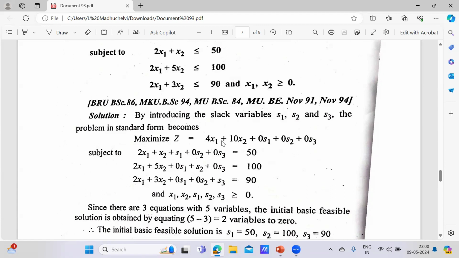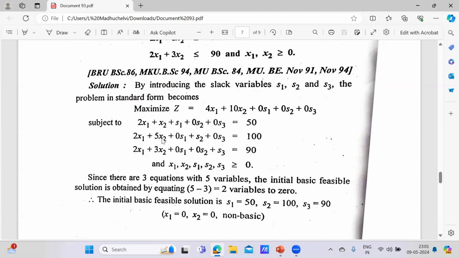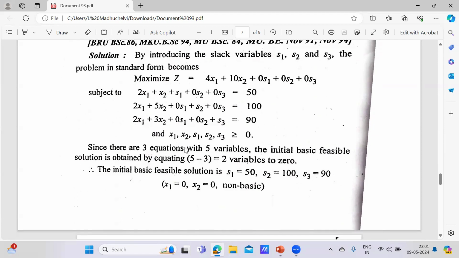So the objective function is 4x1 plus 10x2 plus 0s1 plus 0s2 plus 0s3. Subject to the first constraint, adding the slack variable s1: 2x1 plus x2 plus s1. For the other two variables, we give 0 as the coefficient, so 0s2 plus 0s3 equal to 50. Similarly, we add S2 in the second equation and S3 in the third equation, with the other terms 0. Finally, we write the non-negativity restriction: x1, x2, s1, s2, s3 are all greater than or equal to 0.